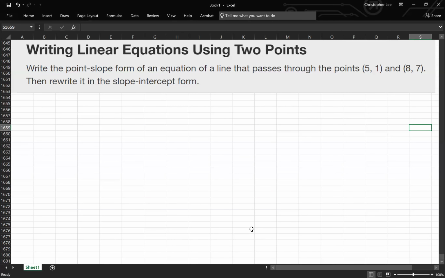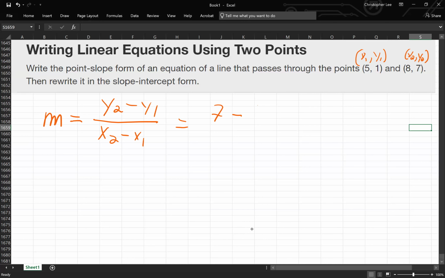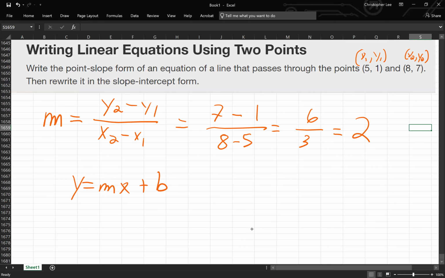All right, so let's try this out. First thing I want to do is find that slope. So y2 minus y1 over x2 minus x1. I'm going to call this x1, y1 and this x2, y2. So I'm going to have 7 minus 1 over 8 minus 5. That's 6 over 3, so then that's 2. Plug it into the equation: y equals mx plus b. Plug in the m, I have y equals 2x plus b. And now I need to plug in one of the points there. Which point y'all want to use?